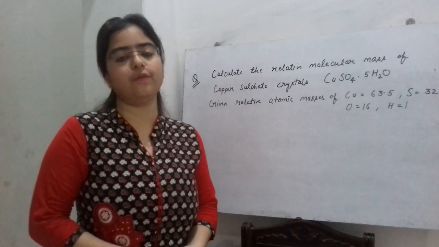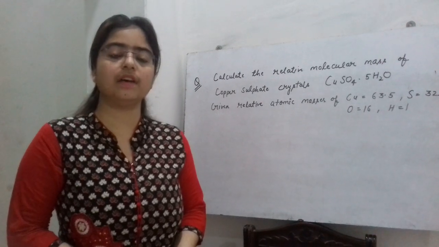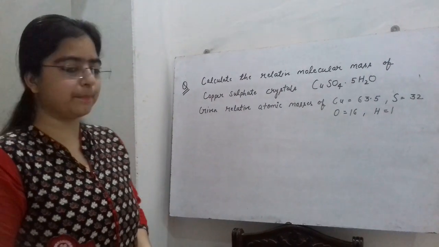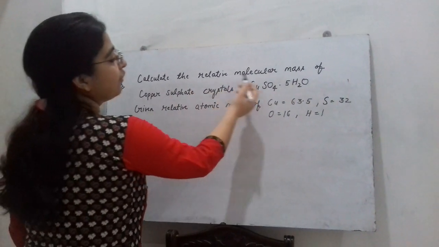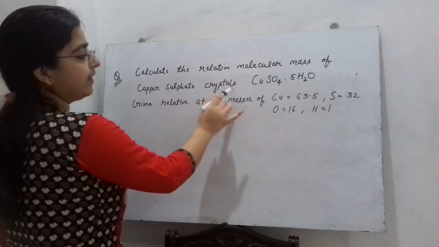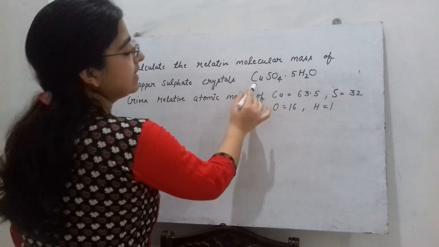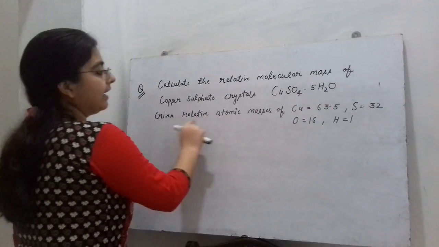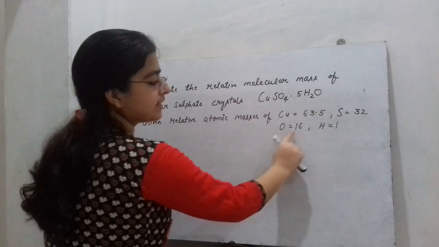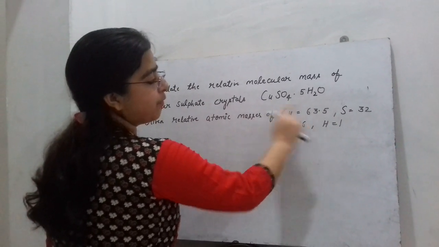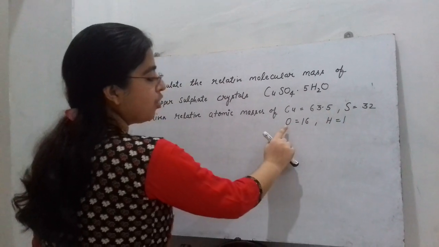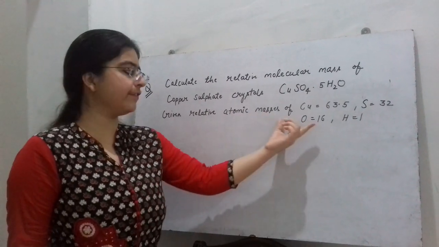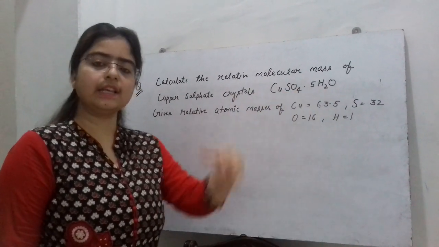In the previous video, we discussed how to calculate the relative molecular mass of different compounds. Let's take one more example. Calculate the relative molecular mass of copper sulfate crystals. Its formula is CuSO4.5H2O. And the relative atomic mass of different atoms is given here. Of copper it is 63.5, sulfur 32, oxygen 16 and hydrogen 1. These are the atomic masses of different elements which are present in this compound.